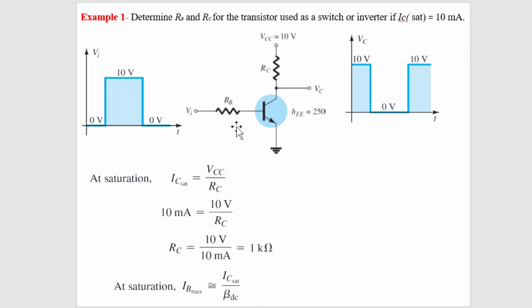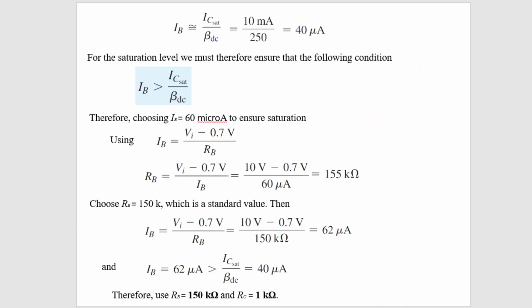In most cases, when we are using a transistor as a switch, the base resistance is assumed to be 150 kilo ohm. So let us check when the base resistance is 150 kilo ohm, which is a standard value, what the value of base current is. If this base current is greater than 40 microampere, then we'll choose the standard value, otherwise we'll choose this calculated value. Corresponding to this standard value, let us calculate IB, and that is coming 62 microampere.